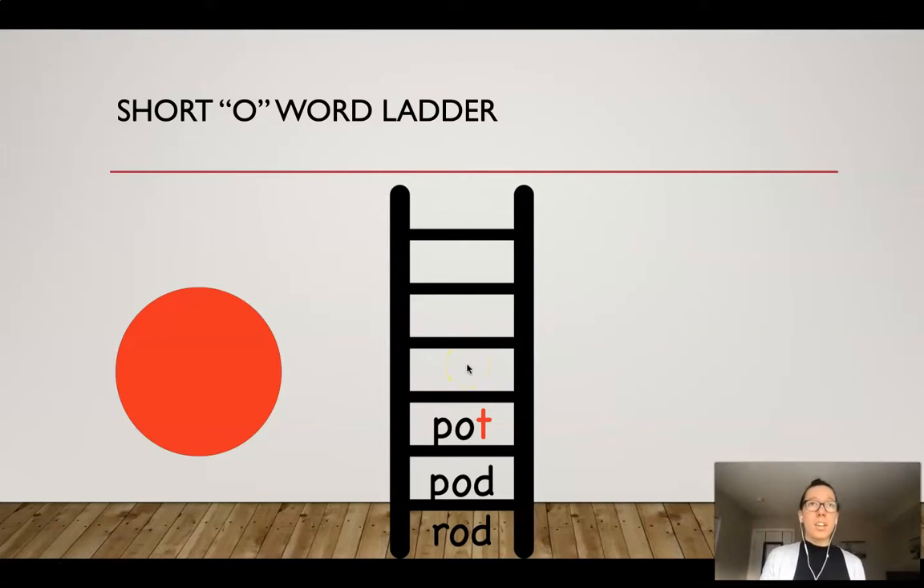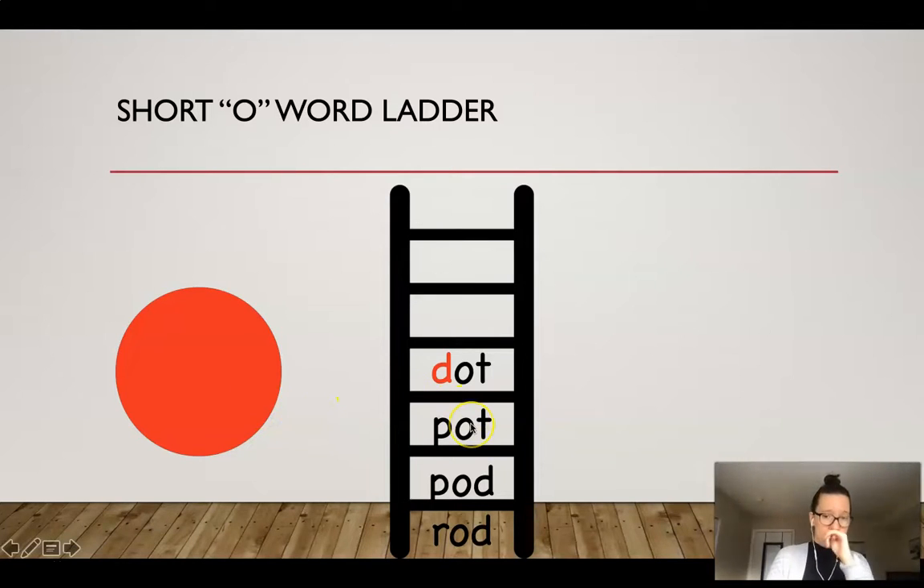The middle sound I hear in dot is aw, d-aw-t. And the final sound I hear in dot is t, d-aw-t. Since I hear the aw and t, or O-T, at the end of dot, I can assume that this is the right word that I'm trying to spell, since we already have those in the word pot, and I'm going to be changing my beginning sound from P to D.